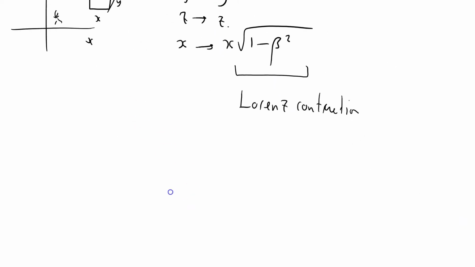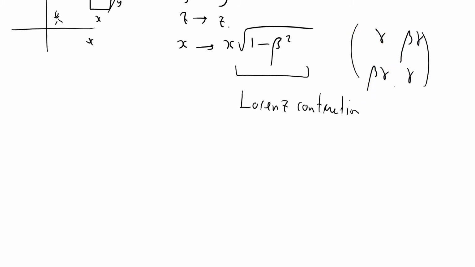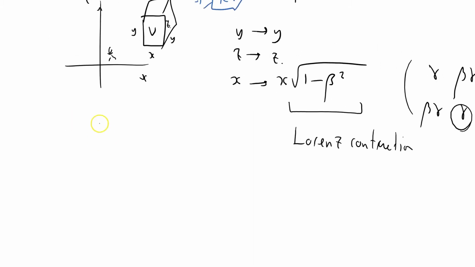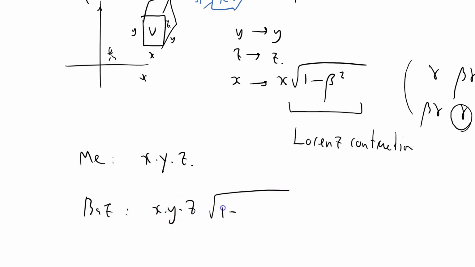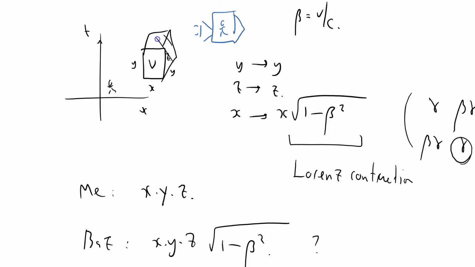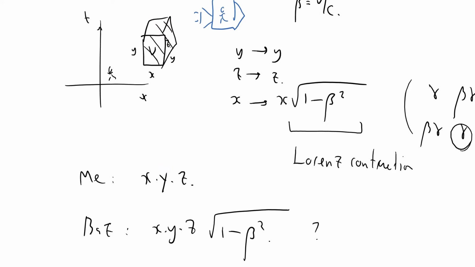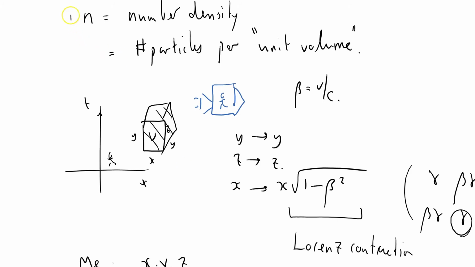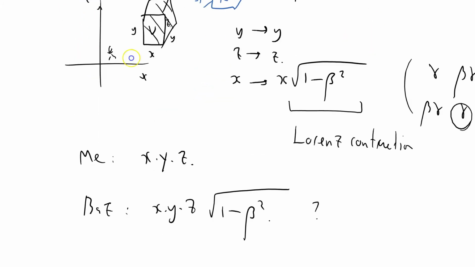Effectively, you'll remember the Lorentz transforms, gamma, beta gamma, and gamma. Effectively, it's that term there. So me, I say the volume is X times Y times Z. Baz says, no, it's X times Y times Z times root 1 minus beta squared. So we disagree about the volume of this box because Baz has got a Lorentz contraction to deal with. So this quantity here, number density per unit volume, is problematic.